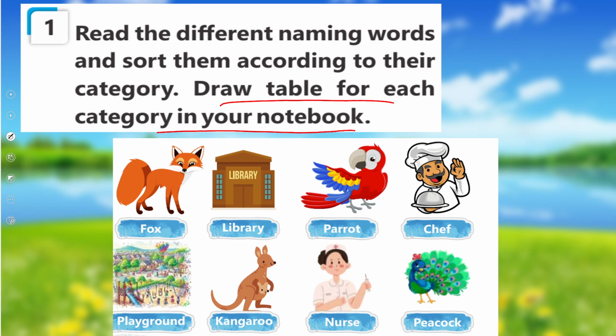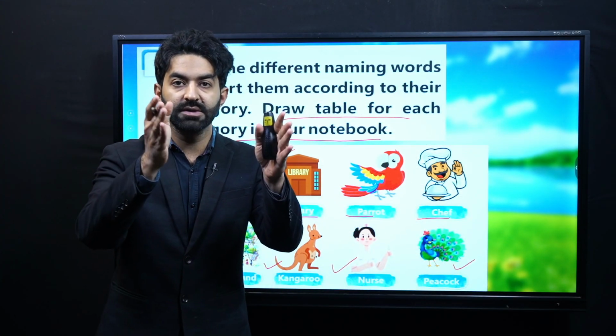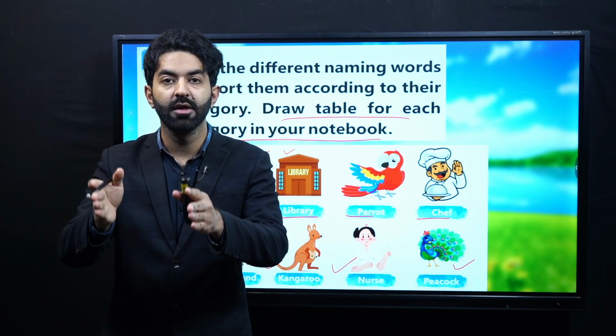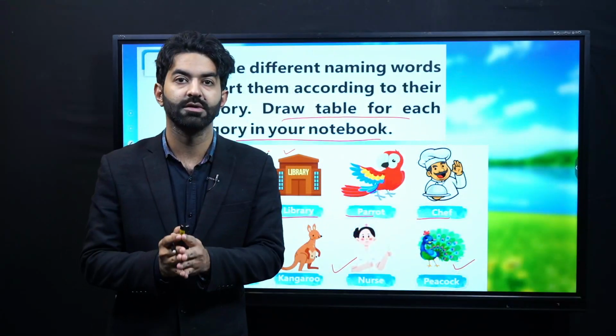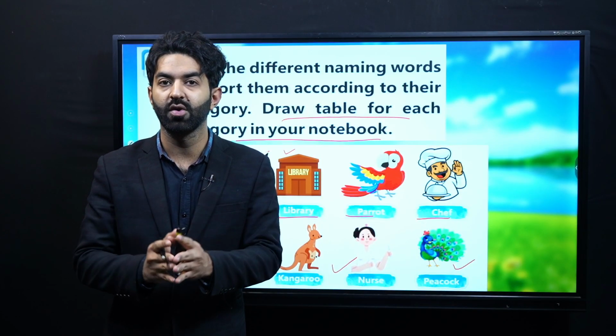So, we have fox, library, parrot, chef, playground, kangaroo, nurse, and peacock. Now you have to categorize them according to person, place, animal and things. Can you do this? I'm waiting for you on the other side. I hope that you have done it correctly.